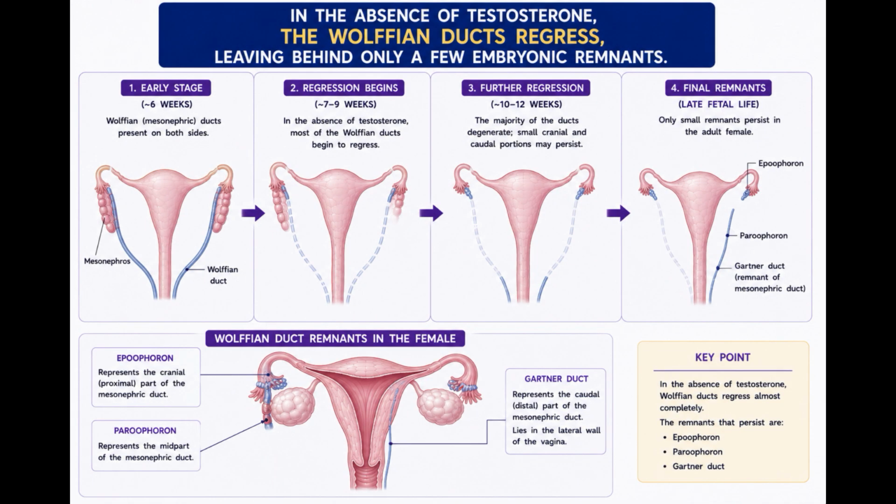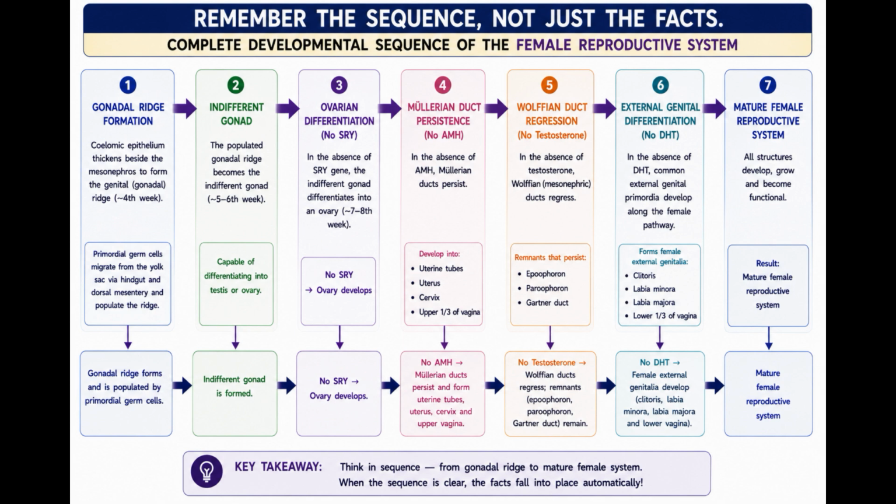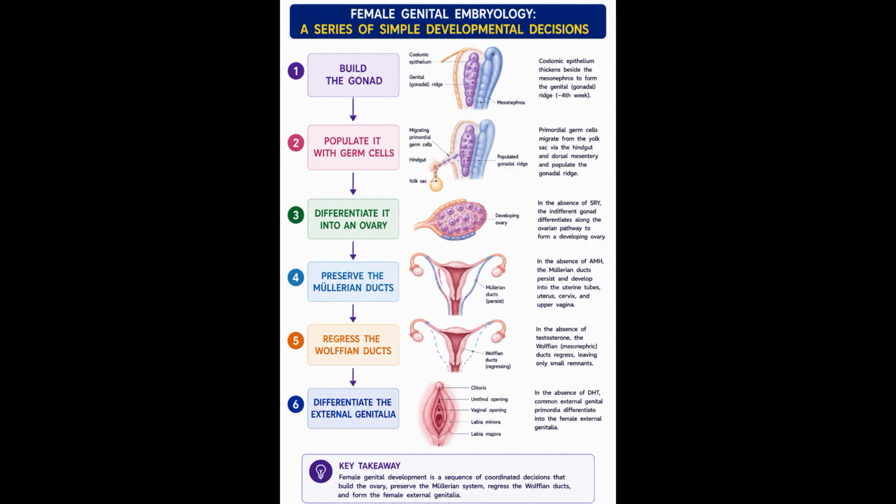The Wolffian ducts, lacking testosterone, gradually regress, leaving behind only a few embryonic remnants. Finally, in the absence of DHT, the common external genital primordia differentiate into the female external genitalia. If you remember the sequence rather than isolated facts, the entire topic becomes much easier. Think of female genital embryology as a series of simple developmental decisions. Build the gonad. Populate it with germ cells. Differentiate it into an ovary. Preserve the Müllerian ducts. Regress the Wolffian ducts.